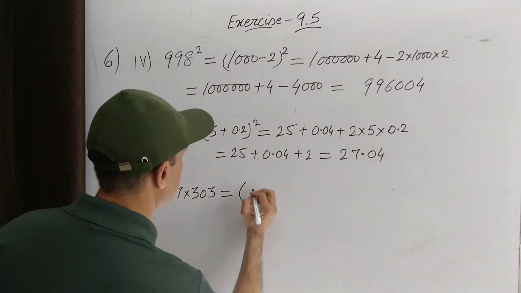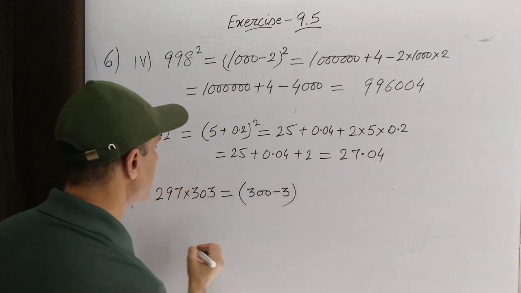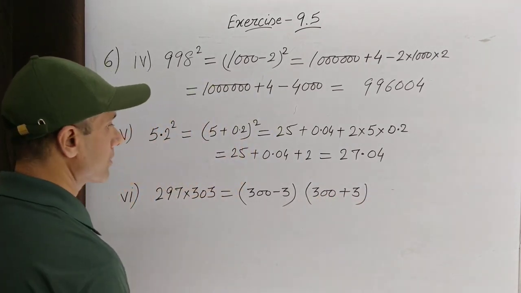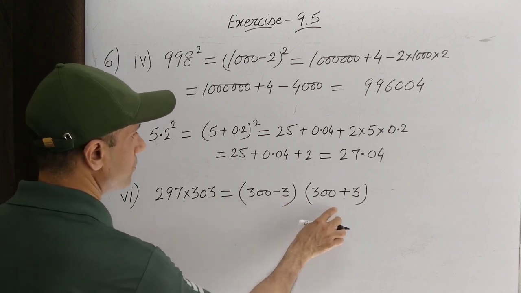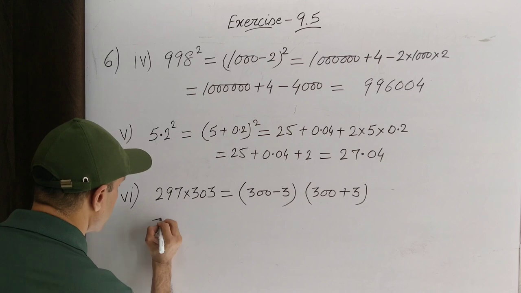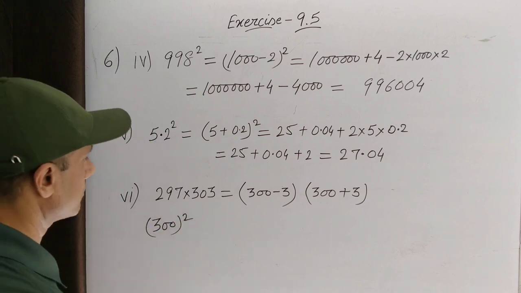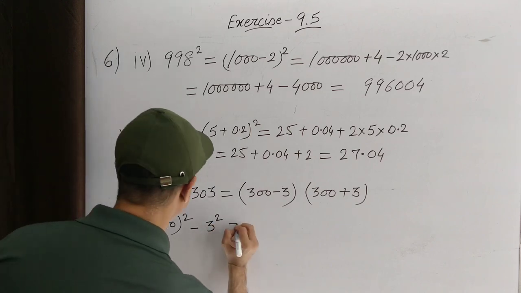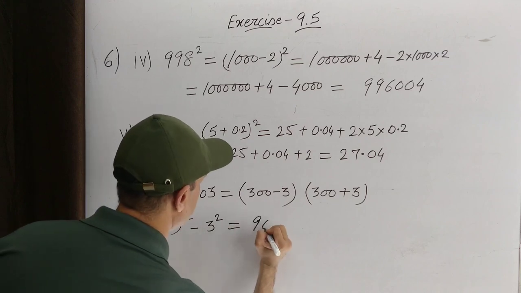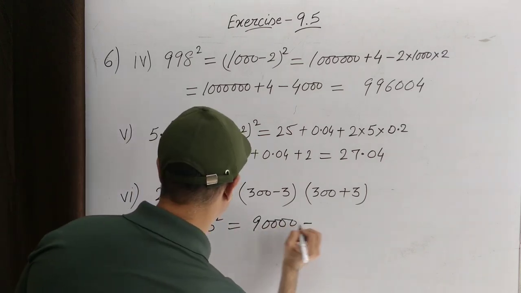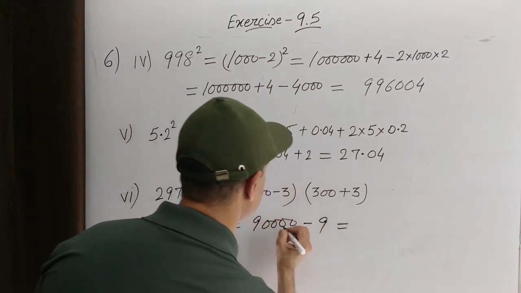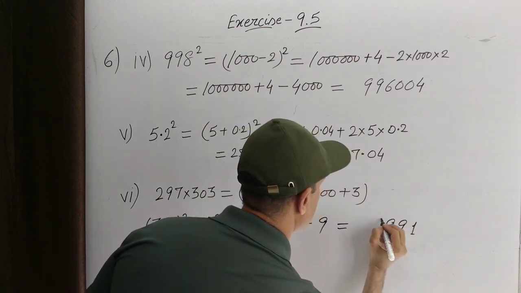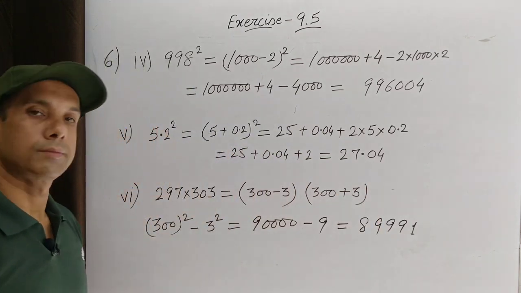We can write 297 as 300 minus 3 multiplied with 300 plus 3. We know that A minus B into A plus B is equal to A square minus B square, in this case 300 square minus 3 square. So we get the value as 90,000 minus 9, which is 89,991. Clear?